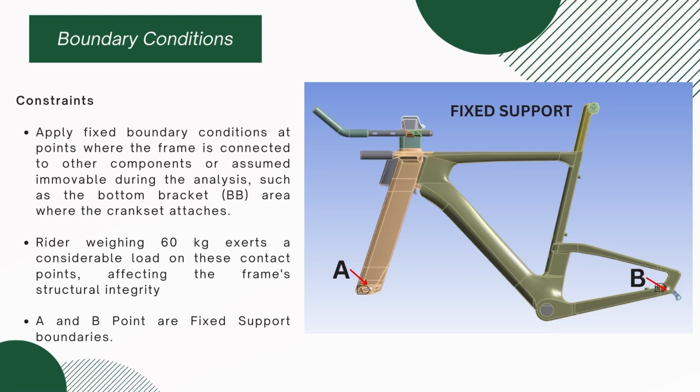For the boundary condition, we apply a boundary condition at the point where the frame is connected to the components assumed during the analysis, such as the bottom bracket (BB) area. Next, we assume the rider is 60 kg, exerting a considerable load on the contact points, which affects the frame structural integrity. So A and B are our fixed point boundaries.